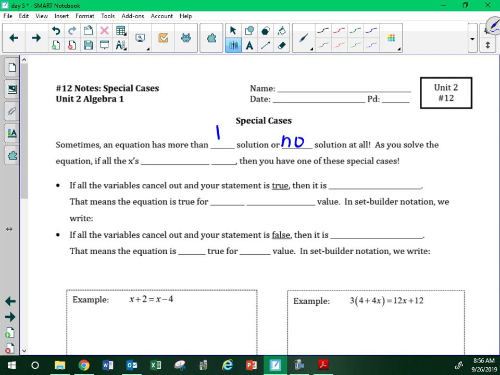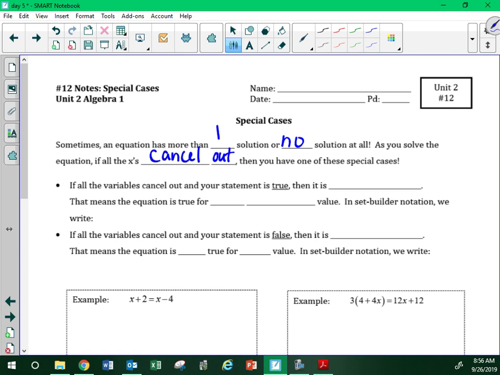Okay, so if all the x's cancel out, what do I mean when I say the x's cancel out? There's no x, there's no variable. There's no x left over. x minus x is 0, there's 0 x's, so there's no variable anymore. So as you solve the equation, if all the x's cancel out, then you have one of these special cases.